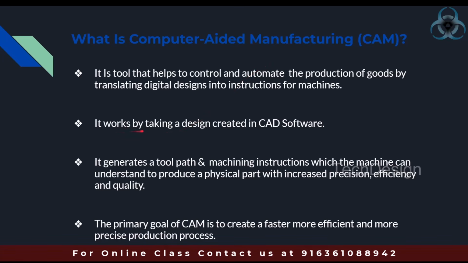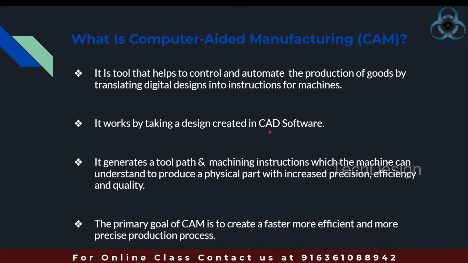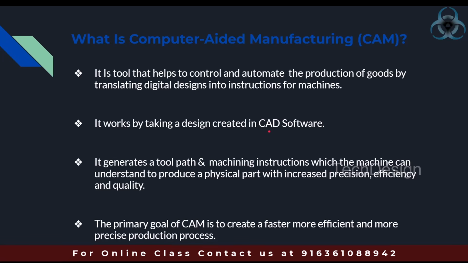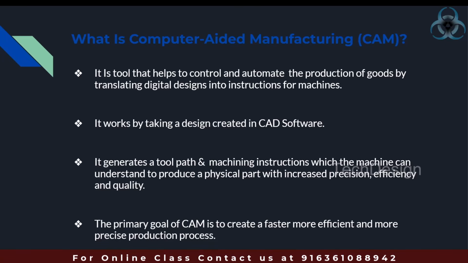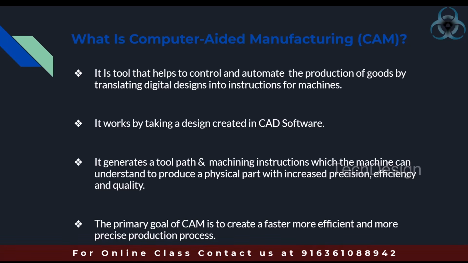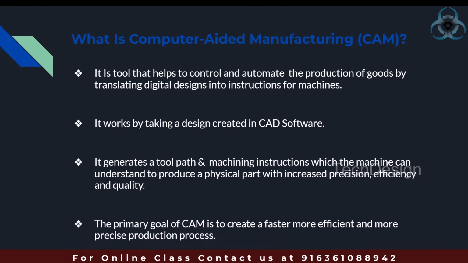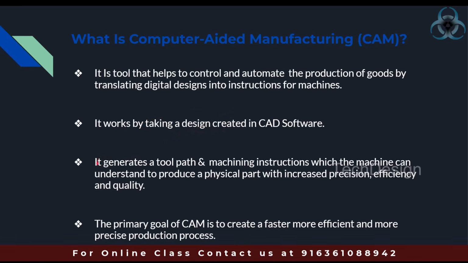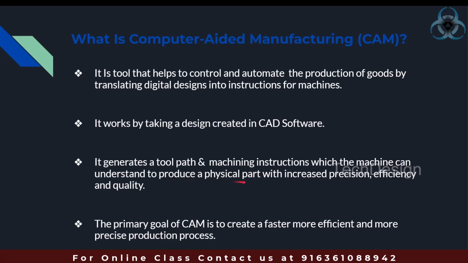You can see here it works by taking a design created in CAD software. Whatever CAD software you use, maybe SolidWorks or Solid Edge or Creo or NX, whatever CAD model you create is going to be an input for our CAM. We just need a CAD model, maybe a part model or surface model or anything, and that is the input for our CAM application. It generates a tool path and machining instructions which the machine can understand to produce a physical part with increased precision, efficiency and quality.